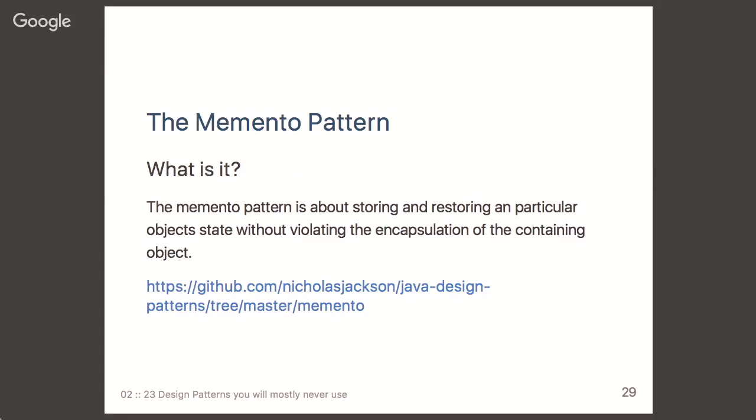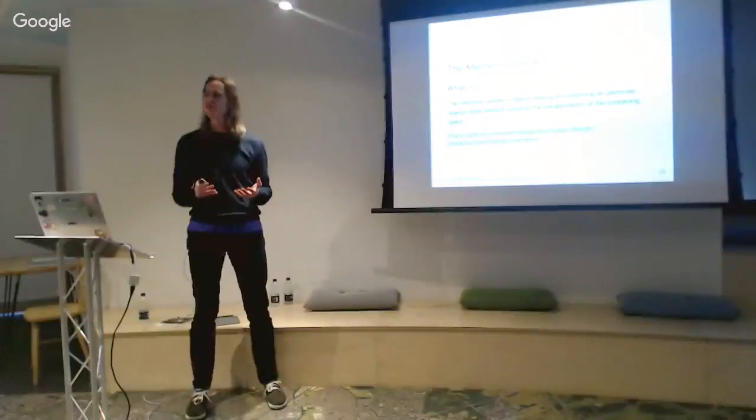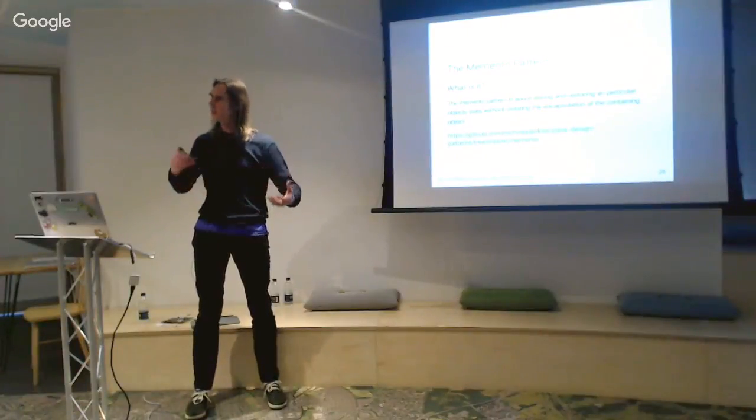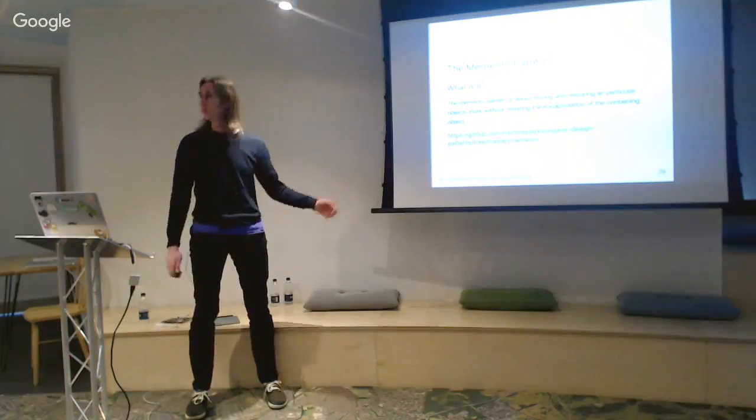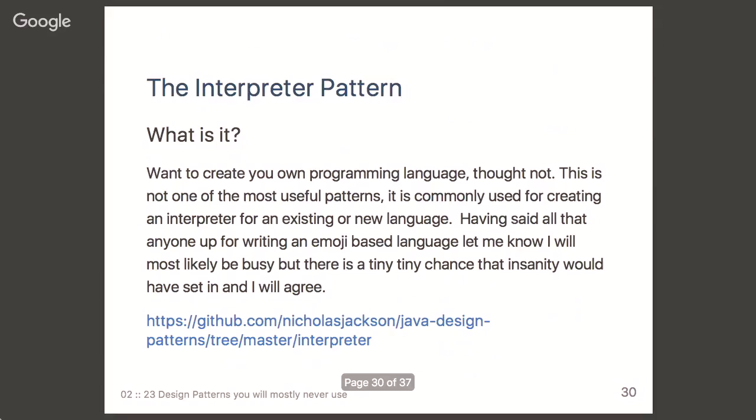Memento. So about storing and restoring a particular object state. So potentially you could use this. It's, I suppose, potentially like a cache or something, an immutable cache. Never used it. Interpreter. You want to create a programming language? Yeah? Yeah, well, some people maybe do. There's one thing I can honestly say I've never had the desire to do, and that is to create my own programming language. Therefore, I've never used the interpreter pattern. Forget it exists.